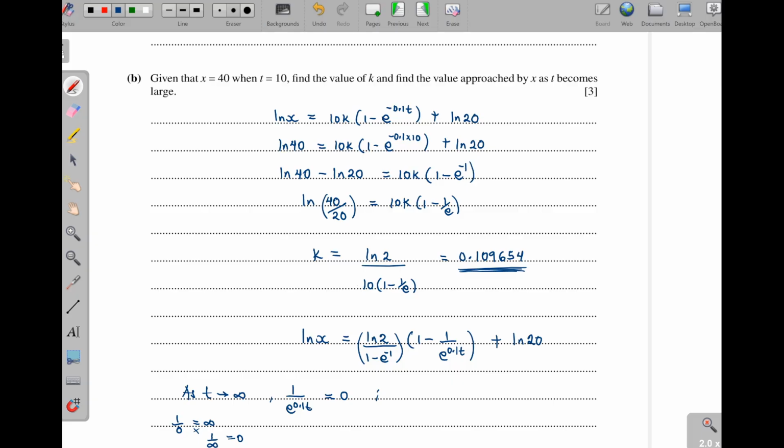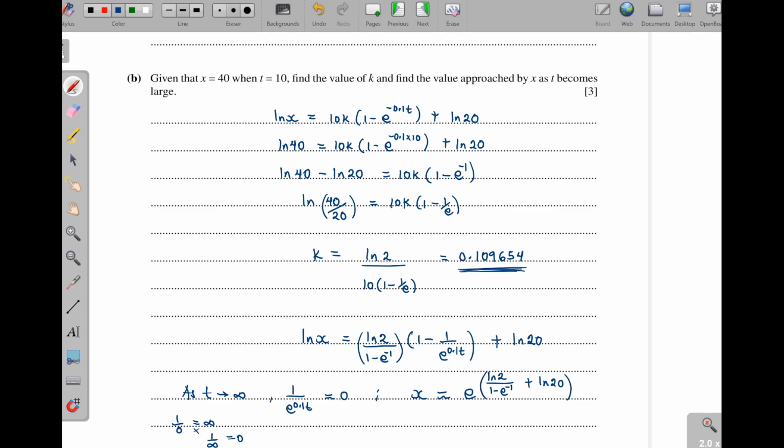Then you can have this x here, the natural log of x. Now this one goes, then times this, and then that. Okay, so x now tends to e, because from here to get the value of x will be e to the power of whatever we are having this side. So e to the power of natural log of 2 out of 1 minus e to the power of negative 1. Okay, then plus natural log of 20.